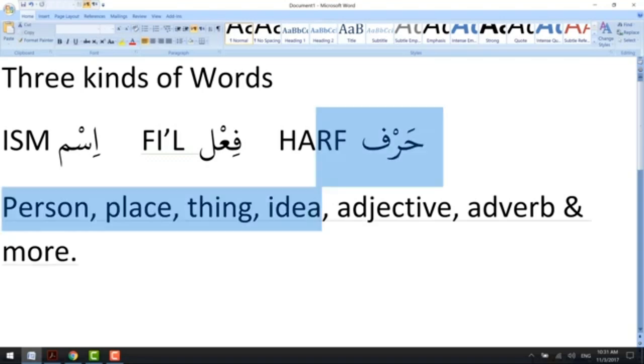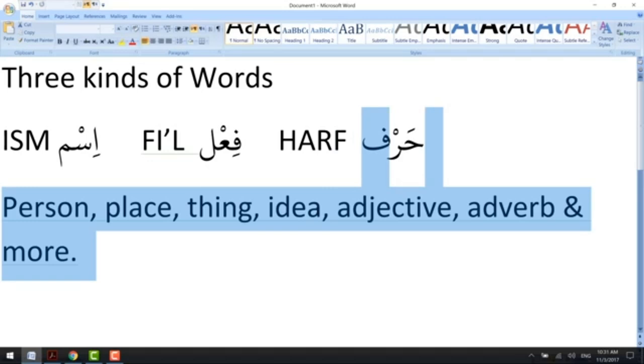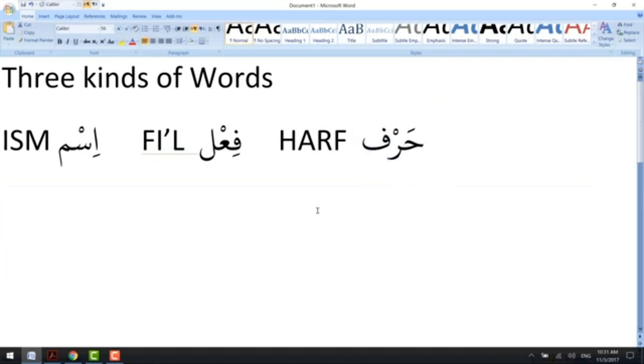What I'd like to do now is for you to close your eyes and see if you can say this definition with me without looking. And even if you open your eyes, I took it off the screen. An ism is a person, place, thing, idea, adjective, adverb, and more. Before you go any further, pause this and see if you can say it to yourself. Person, place, thing, idea, adjective, adverb, and more.